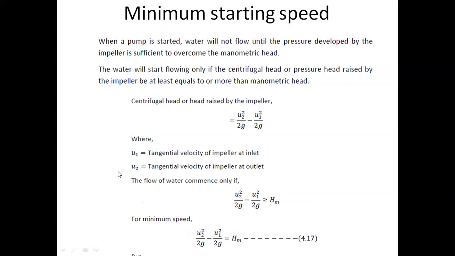Now, minimum starting speed. When a pump is started, water will not flow until the pressure developed by the impeller is sufficient to overcome the manometric head. The water will start flowing only if the centrifugal head or pressure head rise by the impeller is at least equal to or more than the manometric head. So the centrifugal head, or head rise by the impeller, equals U2 square upon 2g minus U1 square upon 2g.